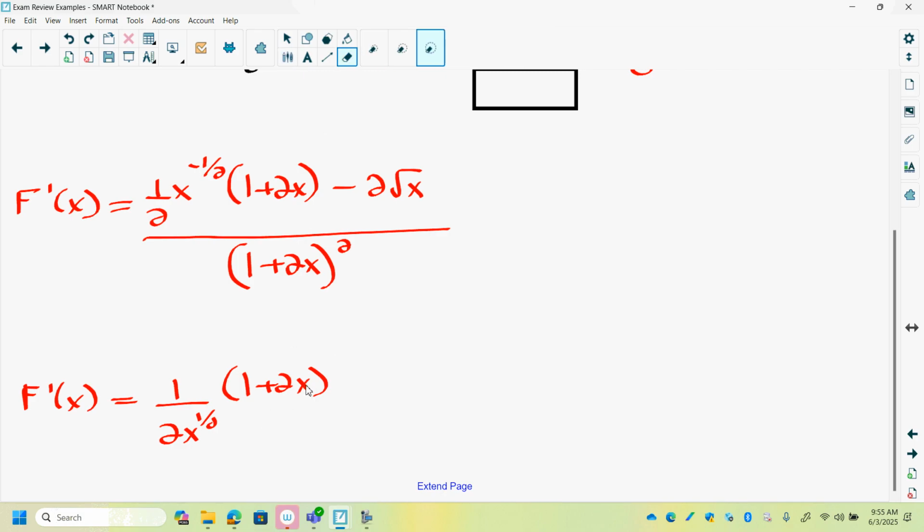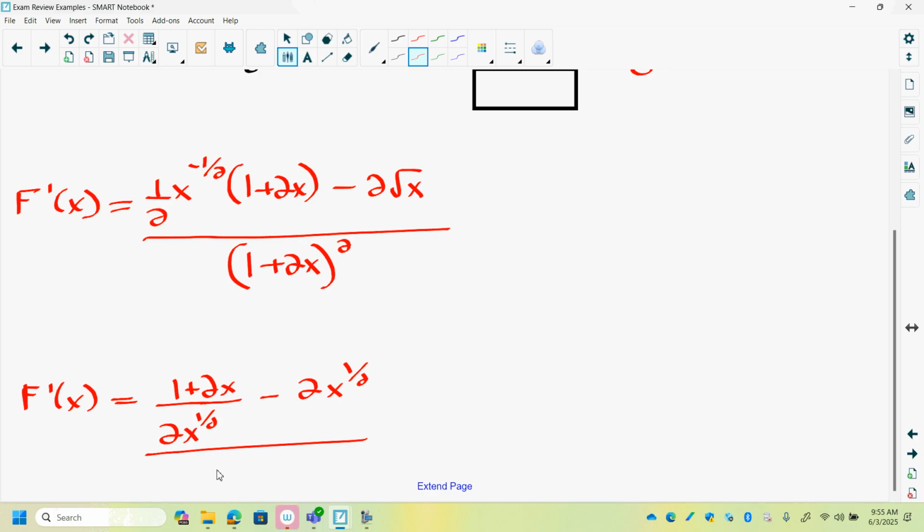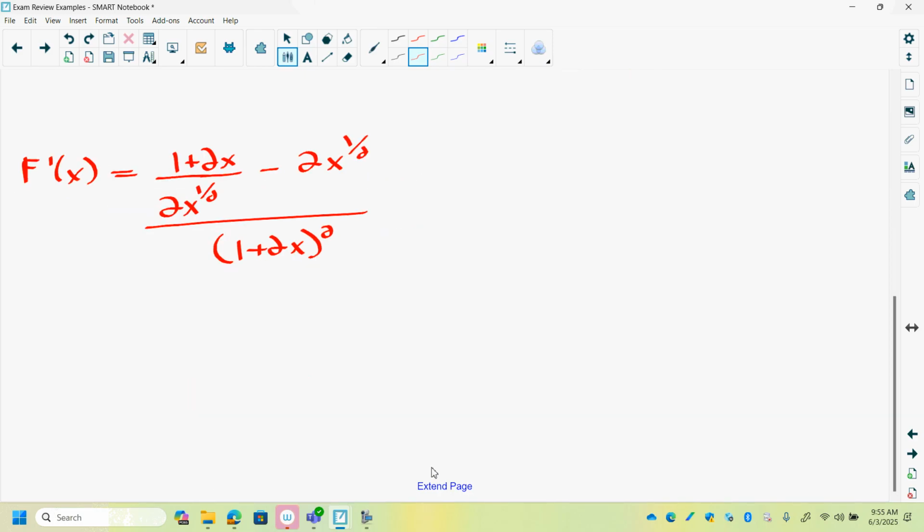So are you okay with me multiplying this out and just calling it 1 plus 2x, writing it as a fraction over 2x to the 1/2? Minus 2x to the 1/2. I didn't do anything here. Just changed the square root to a 1/2. All over 1 plus 2x squared. Now what we have here is a complex fraction. Do you agree? We have a fraction in the numerator of our larger fraction.